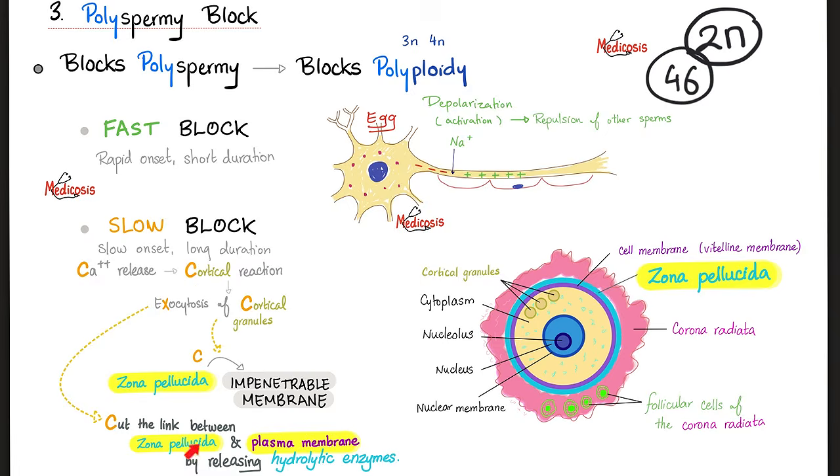Moreover, the exocytosis will cut the link between the cell membrane and the zona pellucida, making it virtually impossible for another sperm to enter. You only need one sperm and one secondary oocyte. That's it. Extra sperms are not welcome. That's polyspermy block. And this takes the phrase, quote, she blocked me, unquote, to a whole other level.